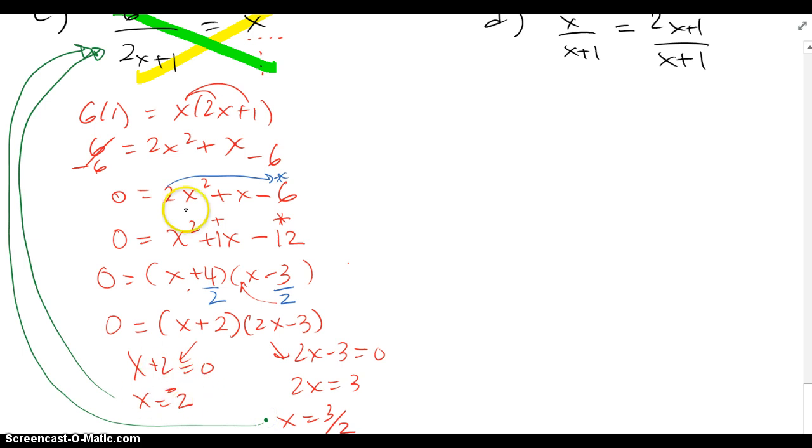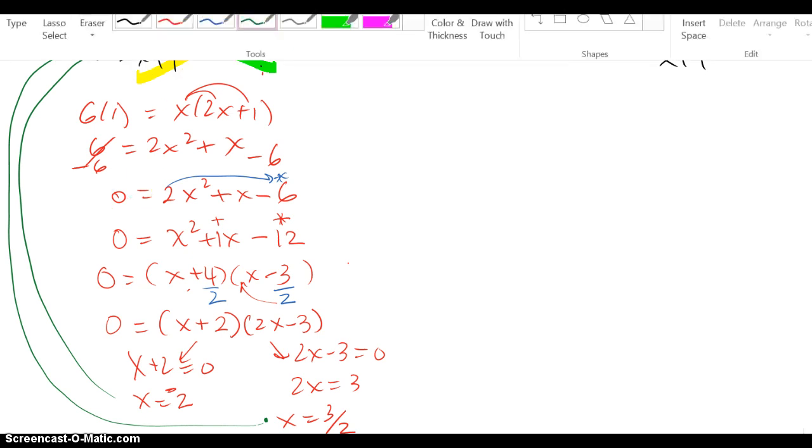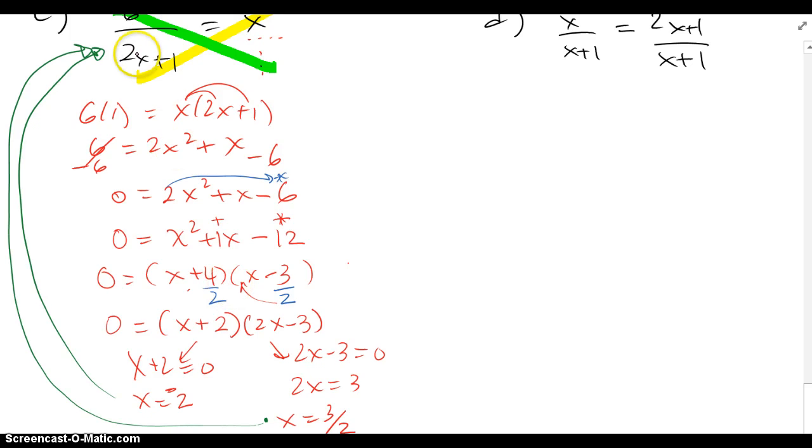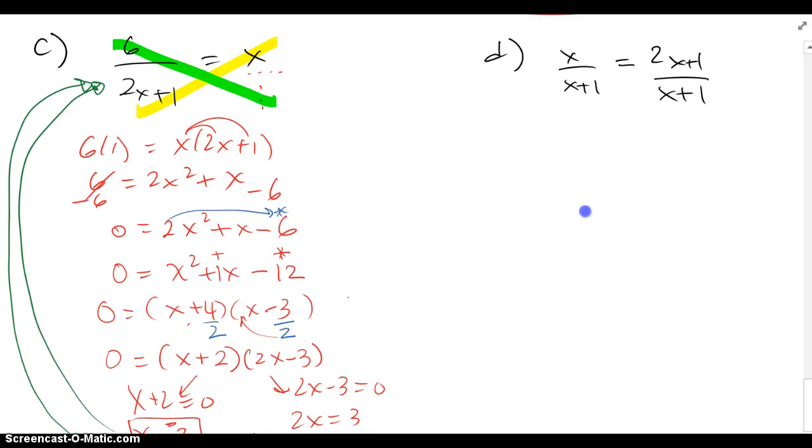So when I put a negative 2 in, I don't get a 0. I get 2 times negative 2 plus 1, so that's good. And when I put in 3/2, I get 2 times 3/2, the 2's cancel, 3 plus 1 is 4. So neither one makes the denominator 0. That means I have two solutions. Both of them work.